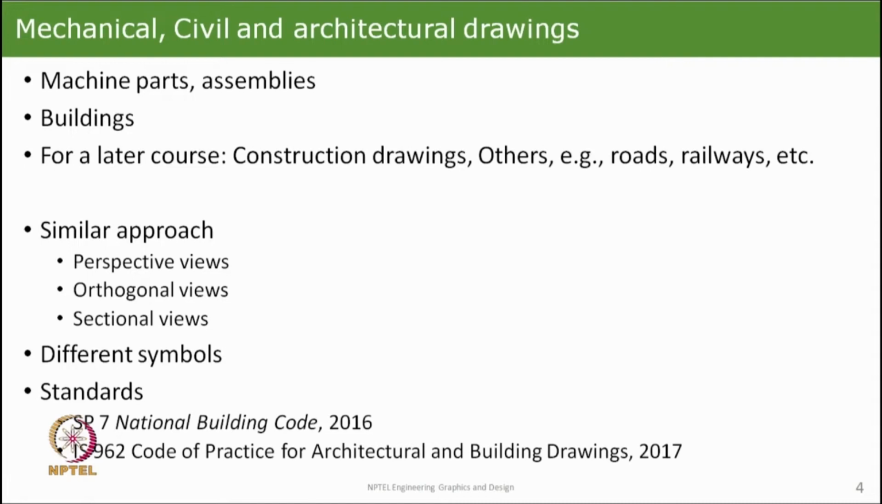The important standards related to civil and architectural drawings are: first is SP 7, Special Publication 7 by the Bureau of Indian Standards, which is the National Building Code 2016. This code is a very comprehensive compilation of all aspects related to the design and construction of buildings. The other standard is IS 962, which is Code of Practice for Architectural and Building Drawings. We shall draw upon some of the information given in both of these standards in today's lecture.